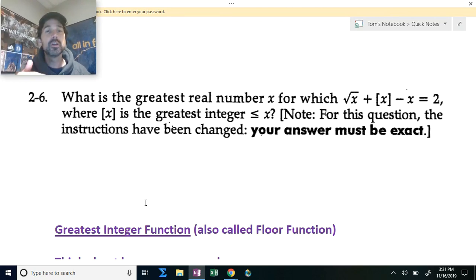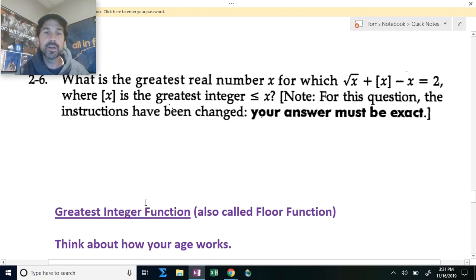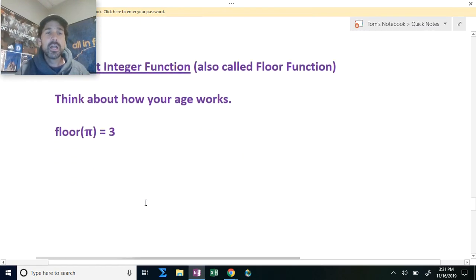You might have like a number like pi or something like that, 3.1415, and then the floor function of that is 3. You go down to the integer that's right below it, all right?